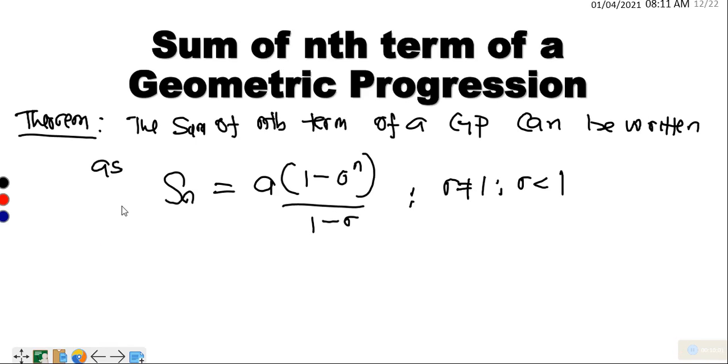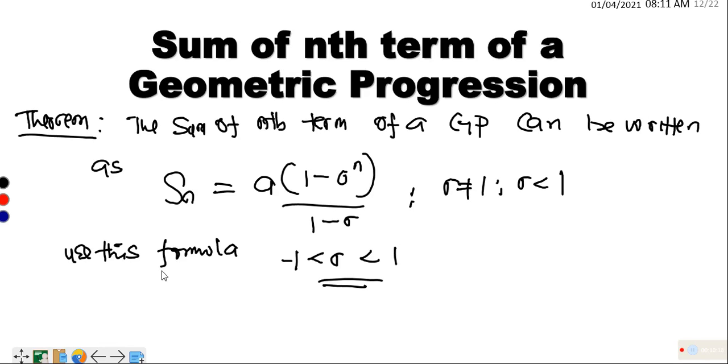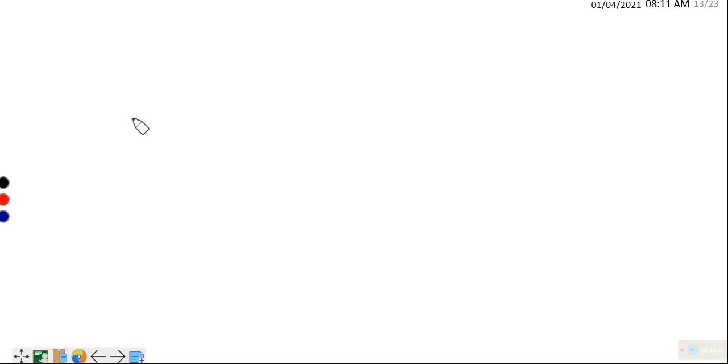So we use this formula when r is greater than -1 and less than 1. Okay, so that is when to use this formula. Now when r is not greater than -1 and less than 1, we have another formula we can use.